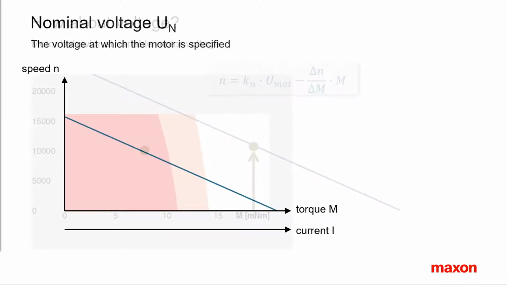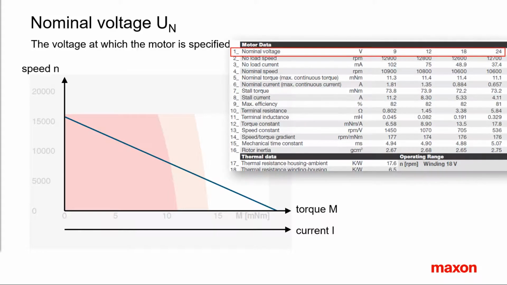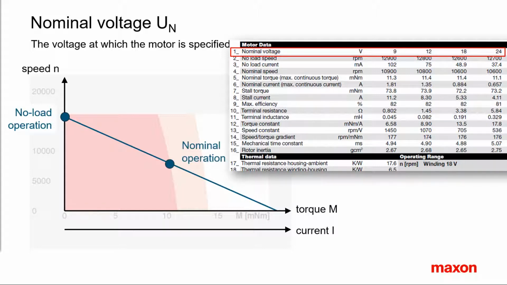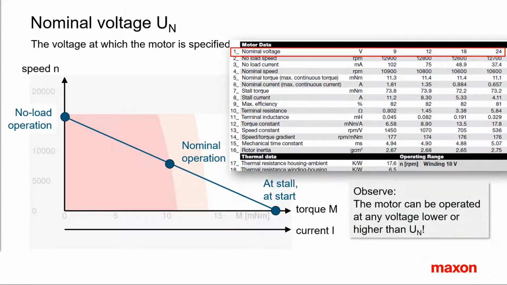The speed-torque line shifts with voltage. Therefore, for motor specification, a fixed voltage has to be defined. This voltage is called nominal voltage and can be found in line 1 of the motor data. In the maxon catalog, there are 3 motor operation points given at this particular nominal voltage. However, keep in mind that the motor can be operated at any voltage. The nominal voltage serves just as a reference voltage at which the motor data are specified.